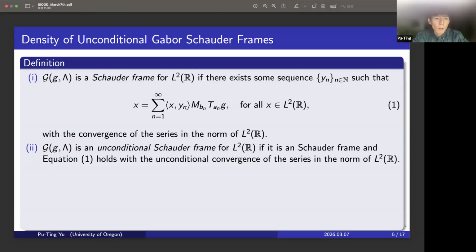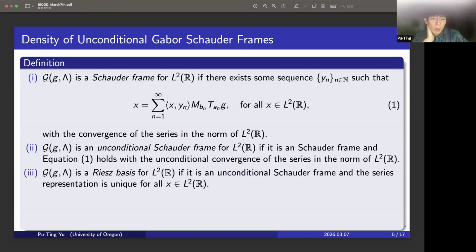And finally, we say a Gabor system is a Riesz basis for L2(R) if it is an unconditional Schauder frame and the series representation here in equation 1 is unique for all x in L2(R). So the coefficients must be unique with respect to a given element in L2(R). And in fact, to construct an unconditional Schauder frame in L2(R) is a highly non-trivial task.